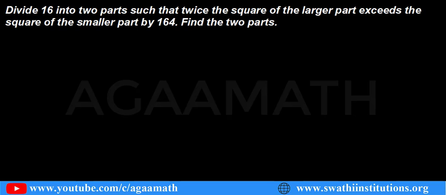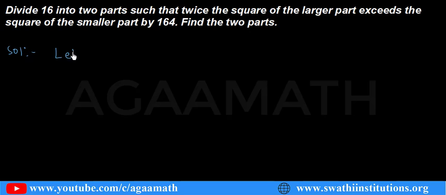Divide 16 into two parts such that twice the square of the larger part exceeds the square of the smaller part by 164. So find the two parts. Let us see how we are going to solve this. So first of all, let us start the solution here.